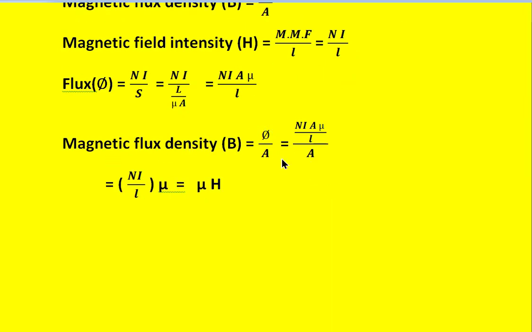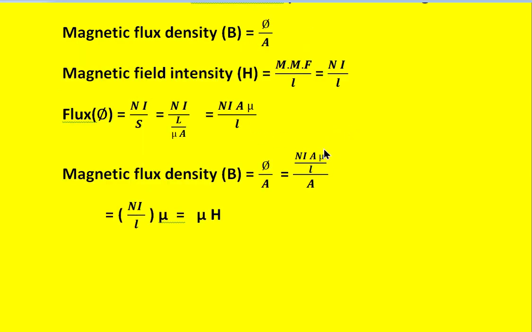Similarly, we can write magnetic flux density B equal to flux by area, and flux we can write as Ni A mu divided by L, divided by A. After rearranging these terms, A gets cancelled, and the equation becomes Ni by L into mu. Here Ni by L is already defined as magnetic field intensity. So H into mu, or in general we write B is equal to mu H.